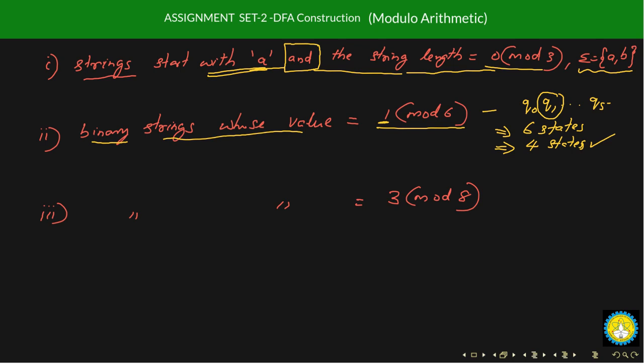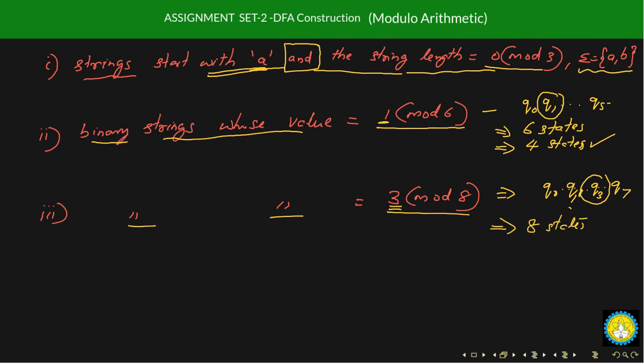And similarly, the third question is to accept binary strings whose value is 3 mod 8. And if you do it trivially, you will have 8 states starting from Q0, Q1, etc. up to Q7. And Q3 in this example is going to be your final state because you want a remainder of 3. So if you draw the transition table trivially, you will have 8 states, and Q3 will be your final state.